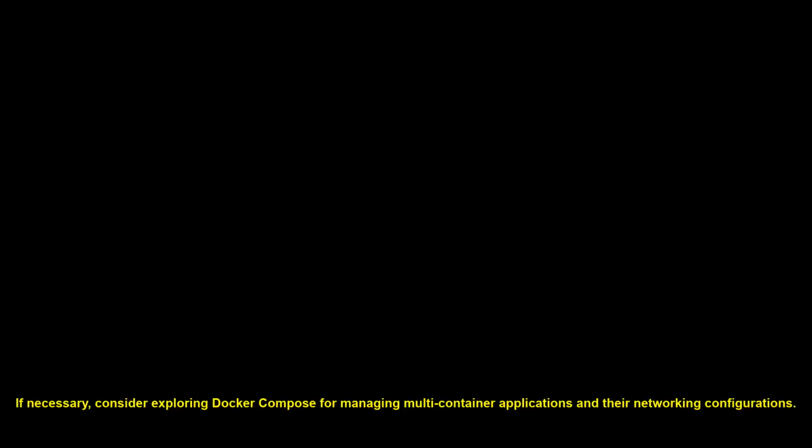If necessary, consider exploring Docker Compose for managing multi-container applications and their networking configurations. Docker Compose allows you to define all your services and networks in a single YAML file, simplifying deployment. In conclusion, you now have a solid understanding of how to configure Docker Desktop networking on Windows 11. Adjust settings according to your network requirements and ensure everything is functioning as expected.